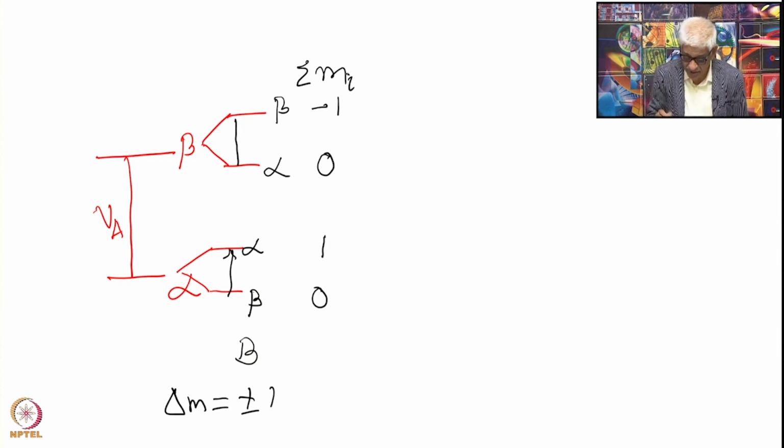Okay. Now, which transitions are possible? I will have a transition possible from here to here, 1 to 0 and 0 to minus 1. I will have another transition possible here.